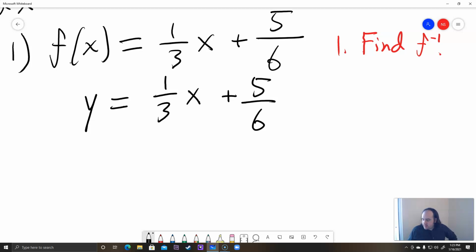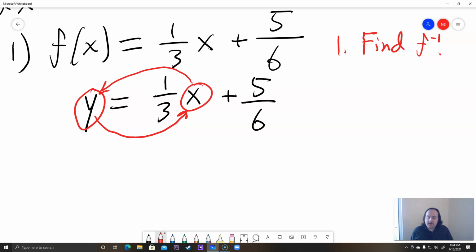That's your first step. And then the second step is to interchange or switch the variables x and y. Okay, so we're going to switch x and y, but remember you don't move anything else around. You're not moving the 1/3, you're not moving the 5/6. You're only interchanging the variables themselves. Okay, so what we get here is x equals 1/3 y plus 5 over 6.